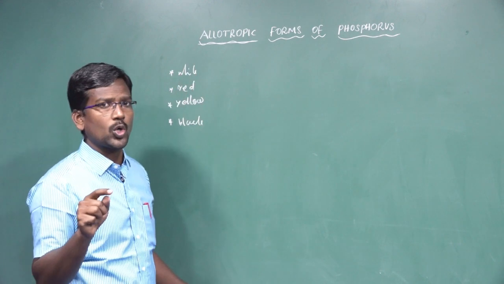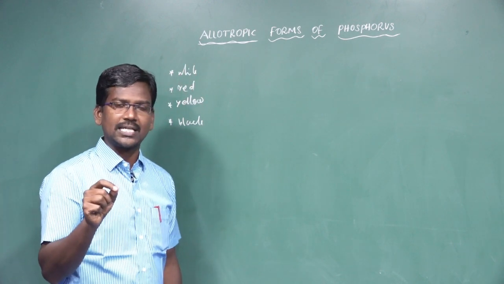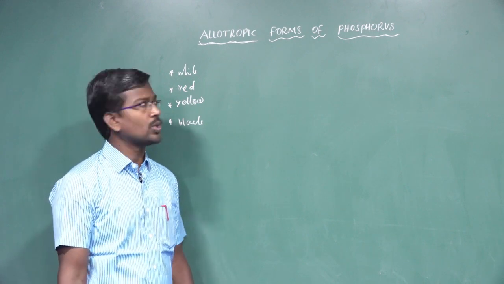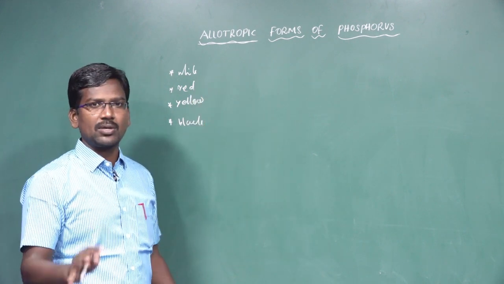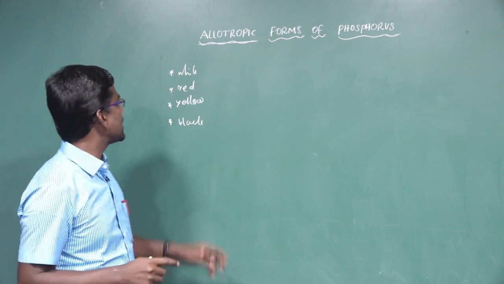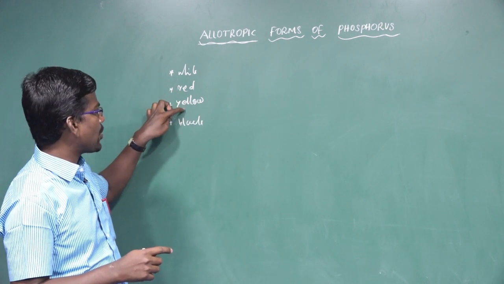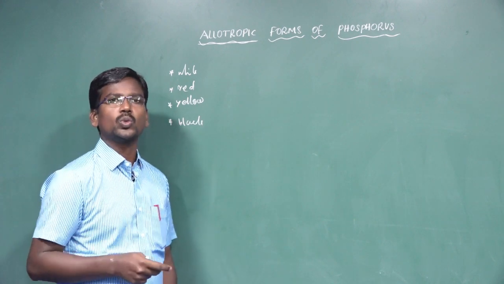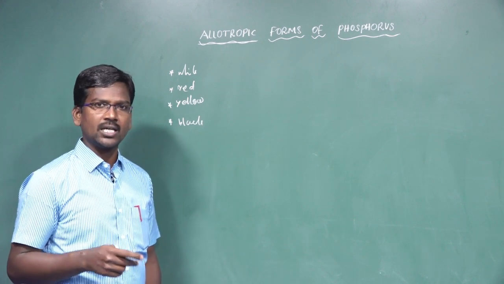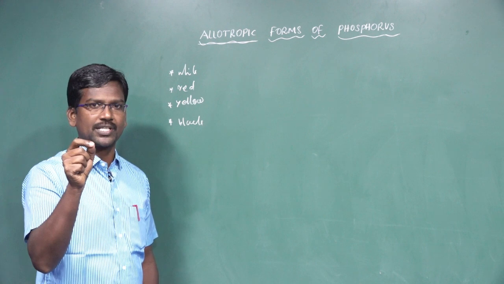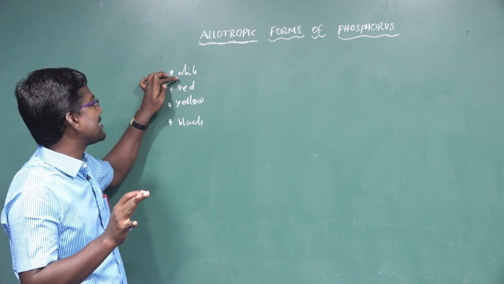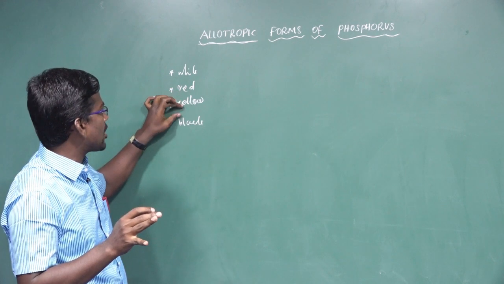What is the meaning of allotrope? The same element exhibiting similar chemical properties but different physical properties is known as allotropy. Phosphorus exhibits white, red, yellow and black phosphorus as common allotropic forms. In addition, two more allotropic forms are scarlet phosphorus and violet phosphorus. Now we are going to discuss mainly white phosphorus, red phosphorus and yellow phosphorus.